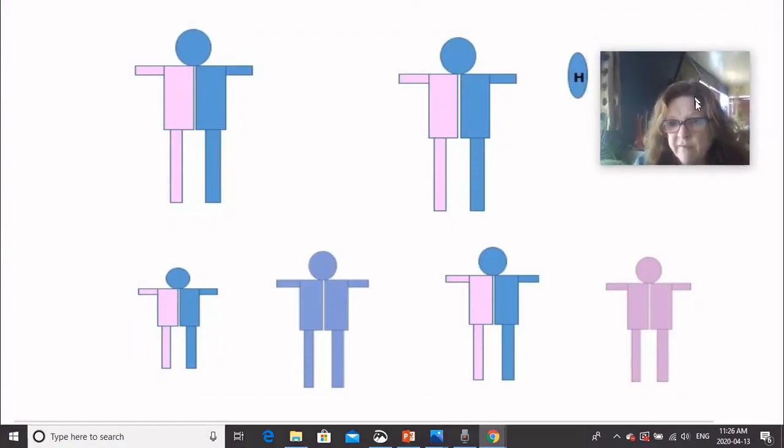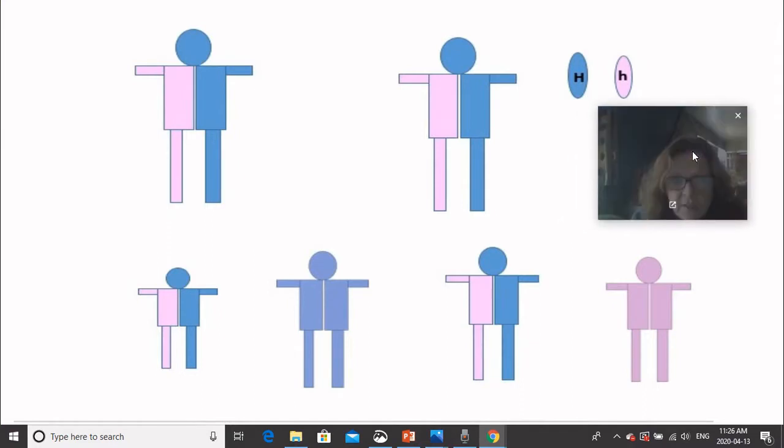So I'll move my face again here just so you can see everything. So here's a little diagram I made to explain that, where this big H in blue is representing a healthy allele. And the pink one is representing mutated, or the condition. So I've just used H for healthy and little h for not healthy.